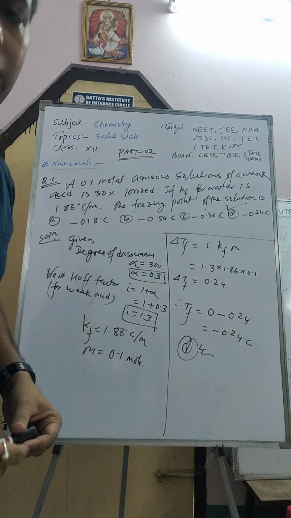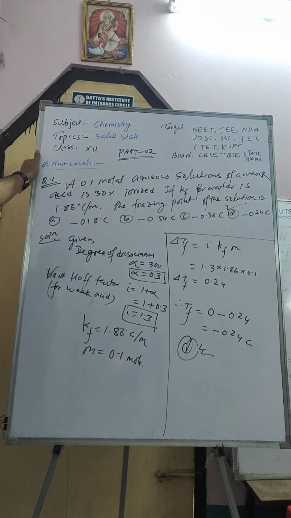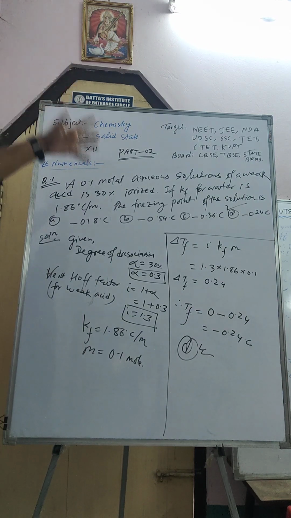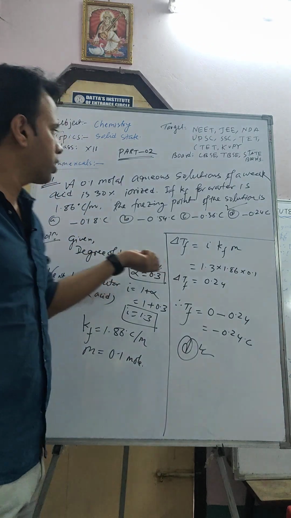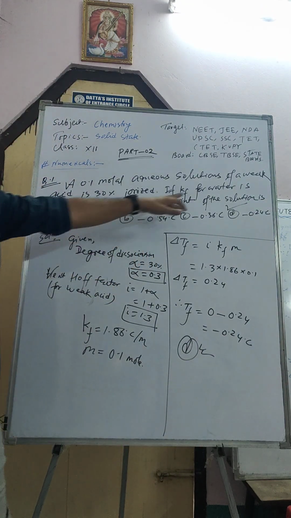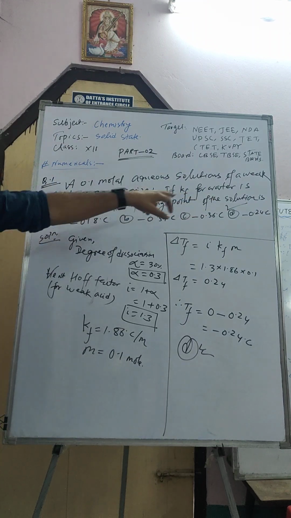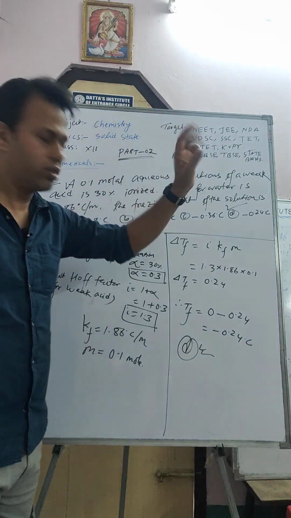Okay, so let me explain again. One question is given. The question is like that: a 0.1 molar aqueous solution of a weak acid is 30% ionized, that is the degree of dissociation is 30%. That means alpha equal to 30%, that is alpha equal to 0.3. Now if Kf for water is 1.86 degree per molal, the freezing point of the solution is what we have to find out. Fine.